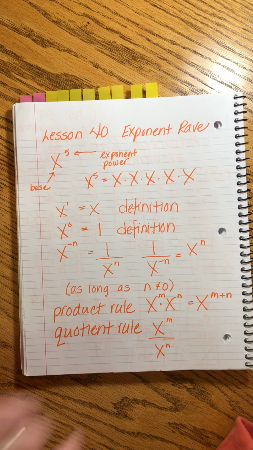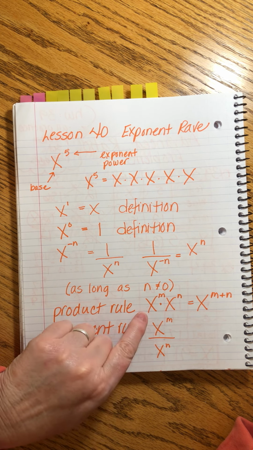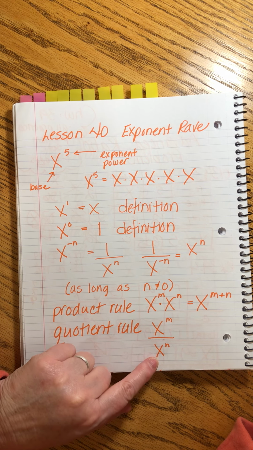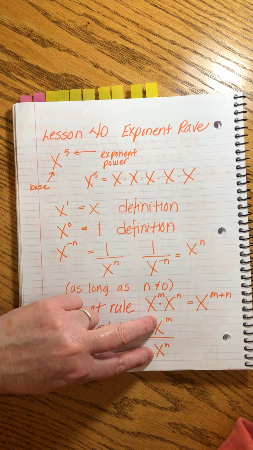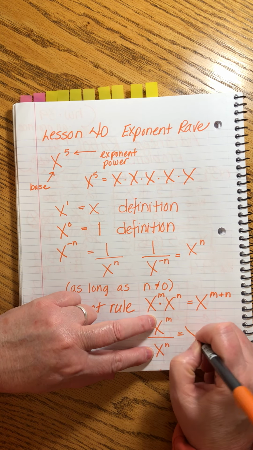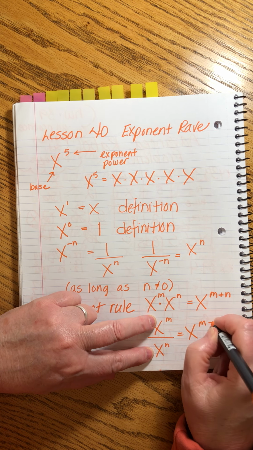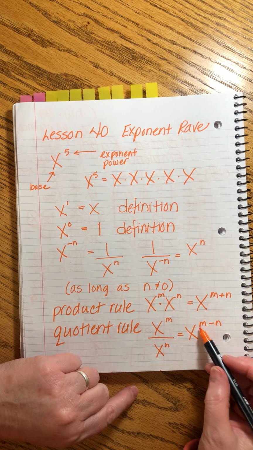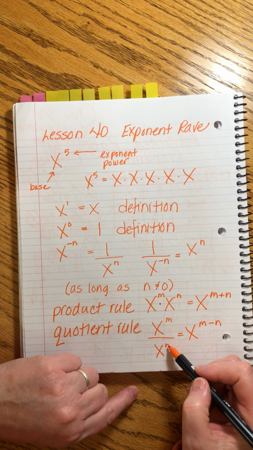The bases match. That's key to these. I chose x for a reason. The bases have to match. But if you are dividing two matching bases, then you can simplify that by subtracting. It's top minus bottom, right? M minus N, top minus bottom.